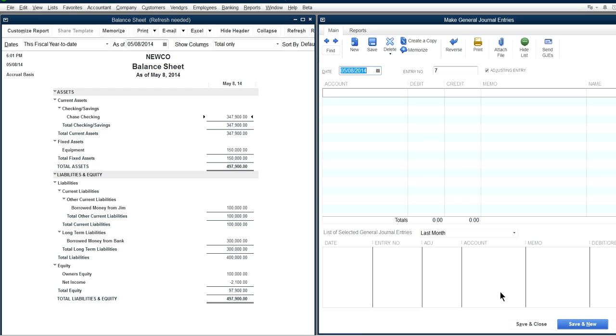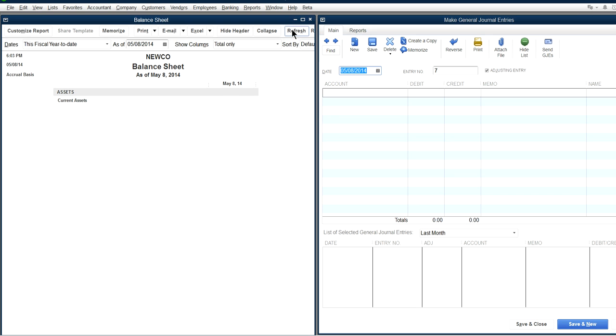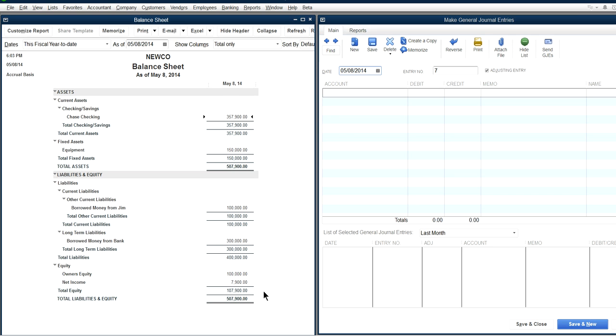Okay, so let's save this one and see what happens now. As you can see here, now all of a sudden you have a positive net income of $7,900. So how did you get $7,900? You brought $10,000 income and $2,100 your expense, the difference between income and expense, and this gives you net income. So as you can see here, your equity grew from $100,000 to $107,900. So it went up by $7,900.